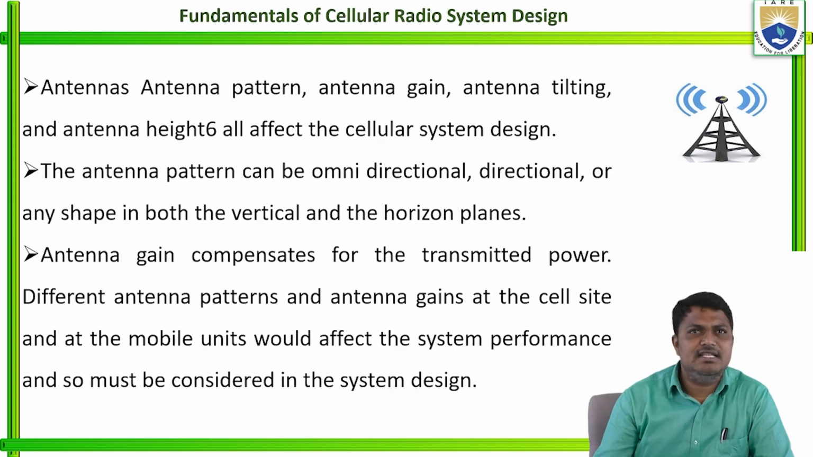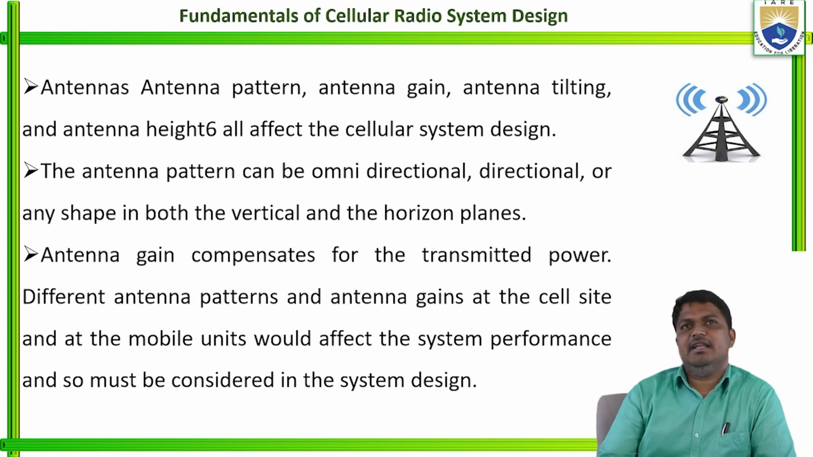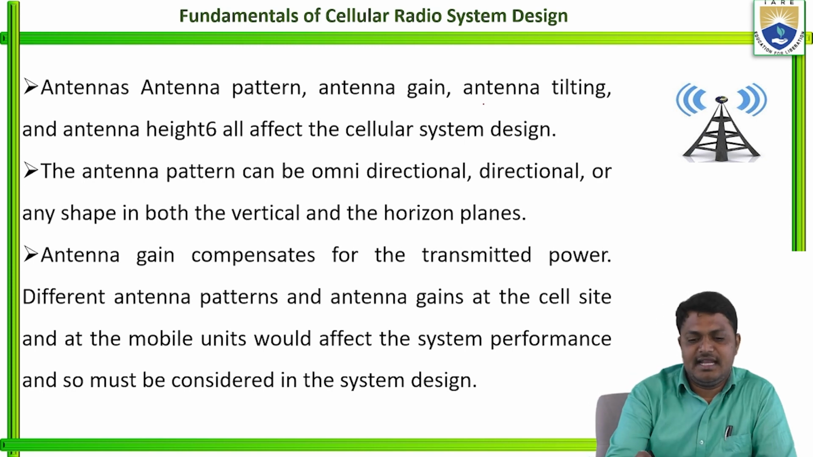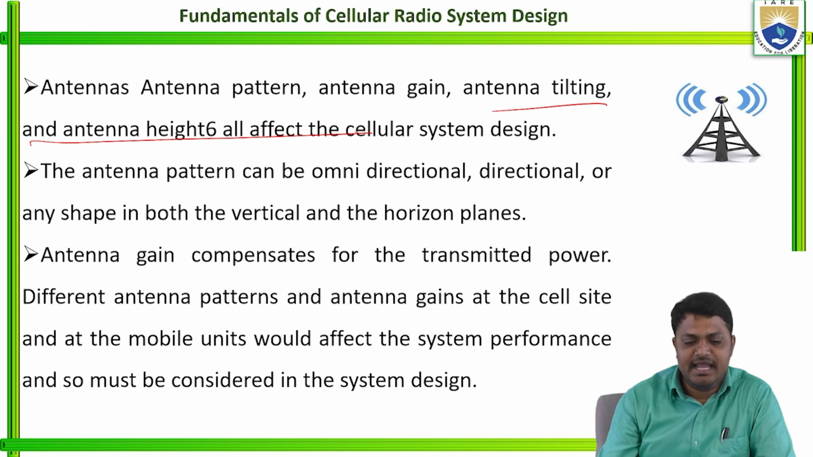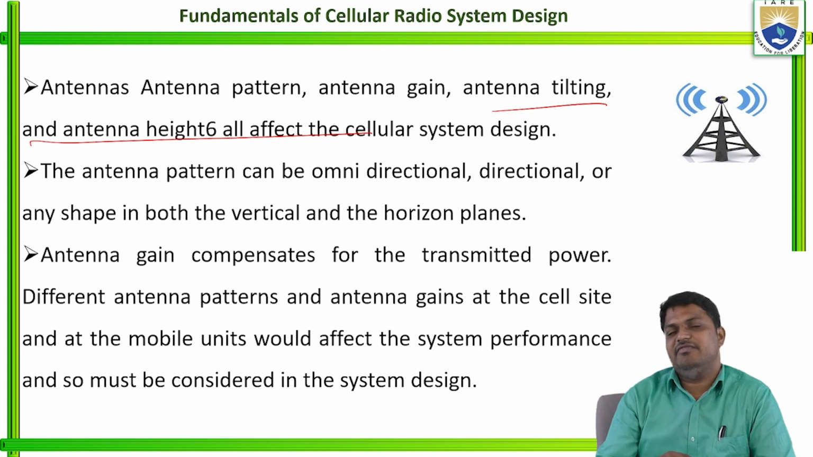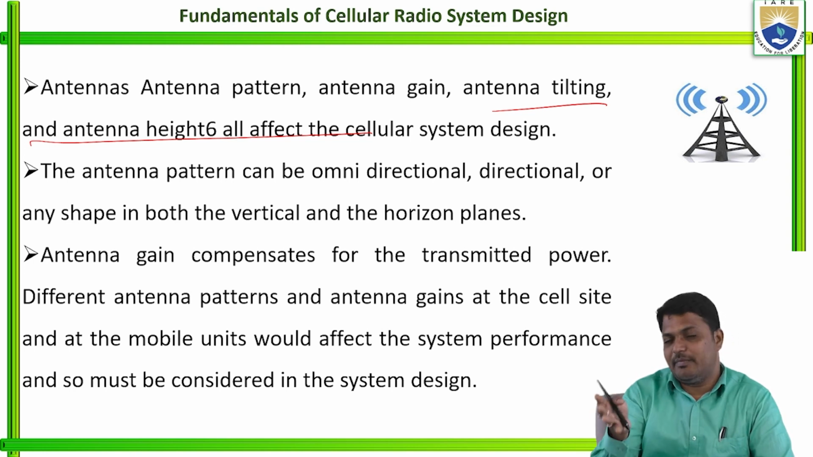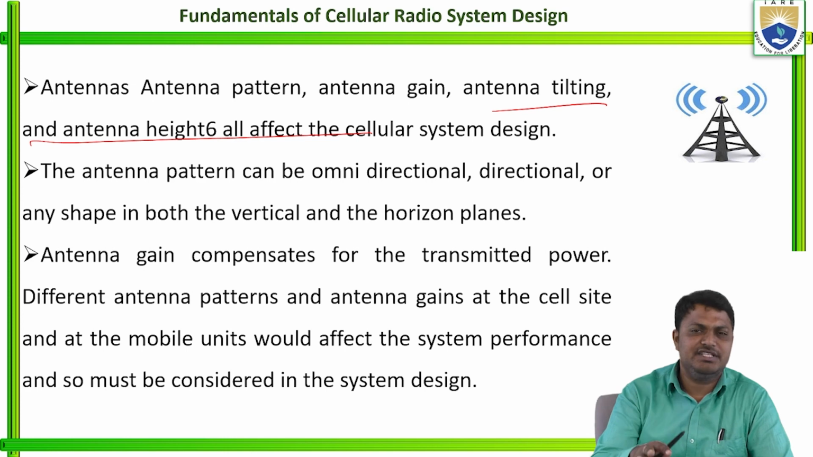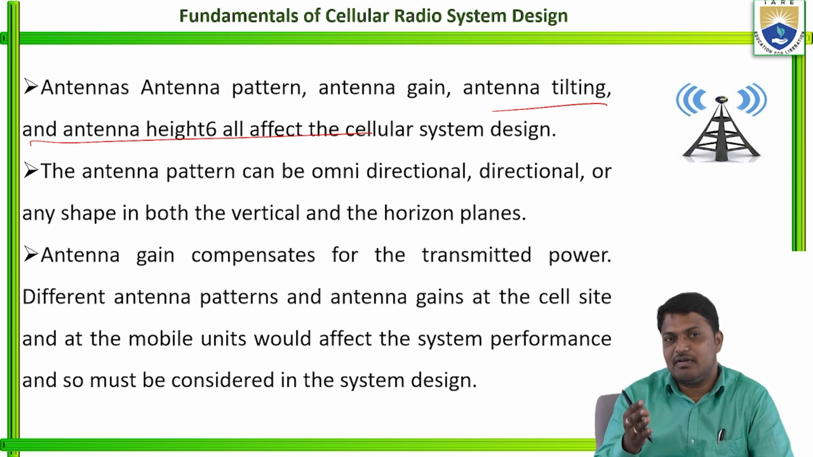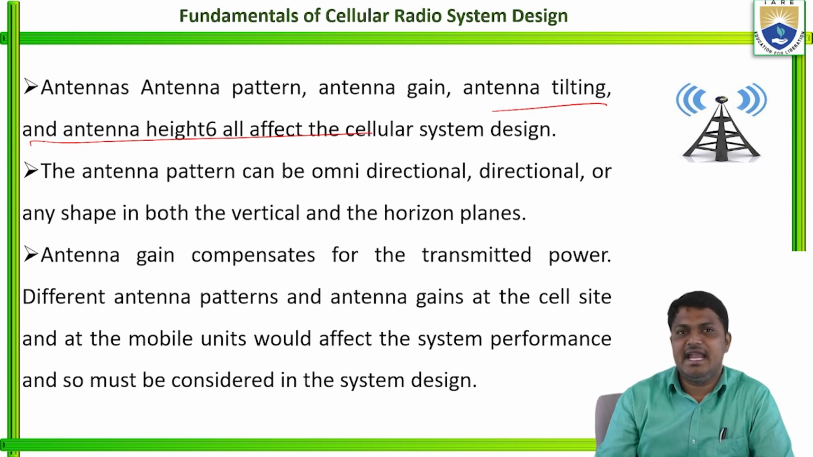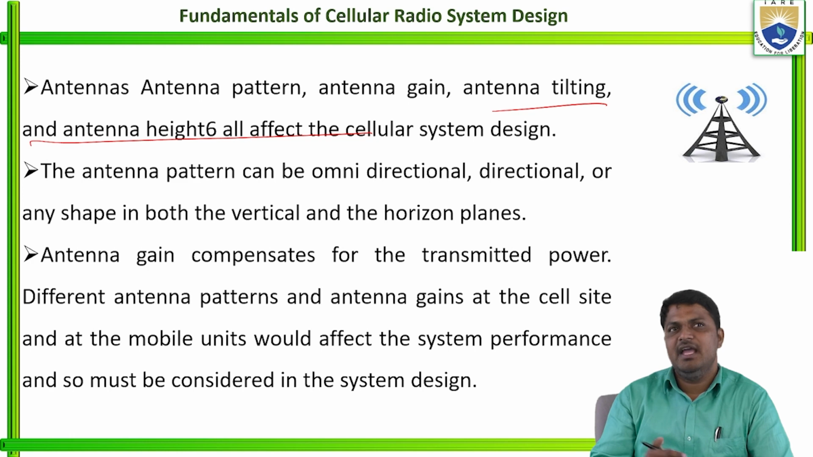And here we have to consider the antennas and antenna pattern, antenna gain, antenna tilting and antenna height, all the effects on the cellular system. When we are going to design an antenna, we have to consider all the parameters. That is the antenna pattern, which type of pattern we are using to establish the base station, what is the antenna gain, what is the antenna tilting, and what is the antenna height. These are all the parameters we have to consider when we are designing an antenna.